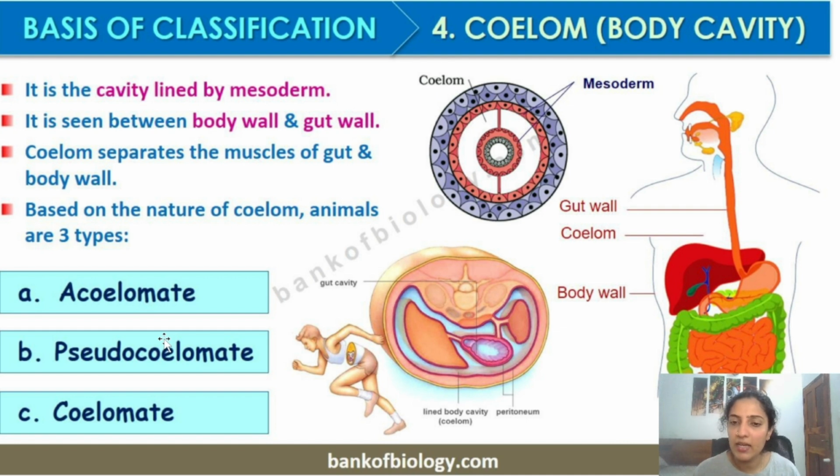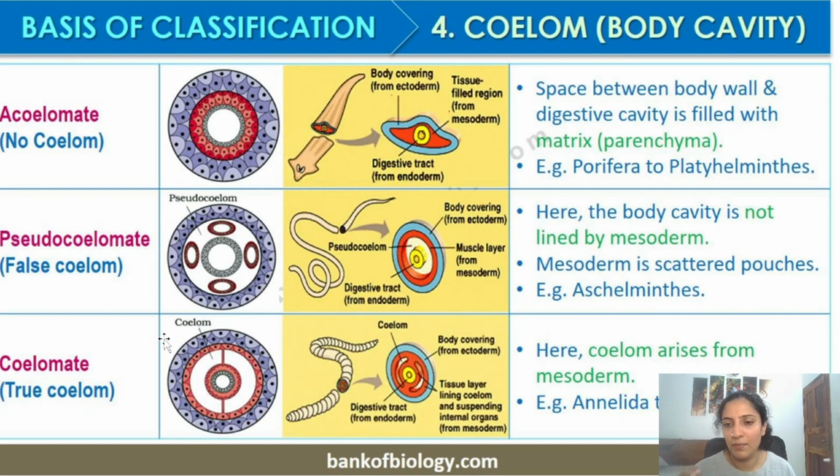And there is an intermediate in which they have small packets of mesoderm-lined cavity. Here you can see that the mesoderm is scattered inside in small pouches. This is actually shown by only one phylum, that is Aschelminthes. Okay, we'll see one by one so that it will be very clear when we go to the next slides. So acoelomate is one in which there is no coelom, no cavity to keep the entire internal organs.